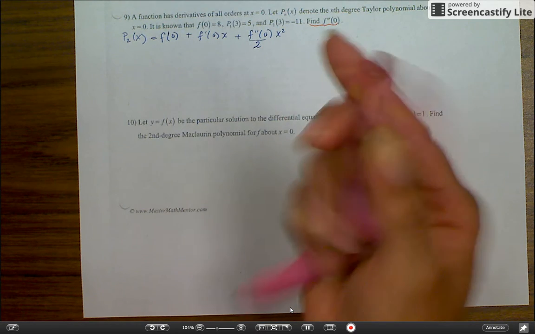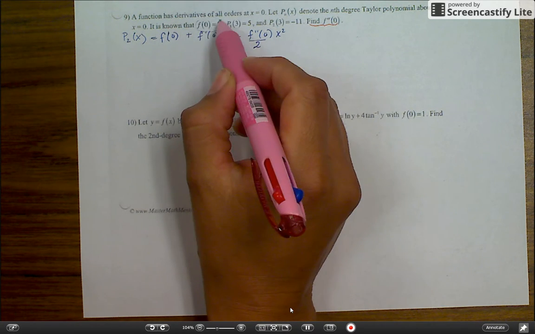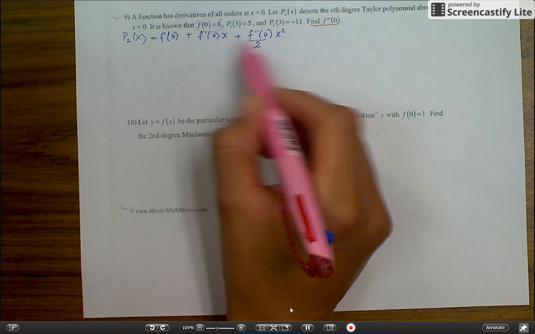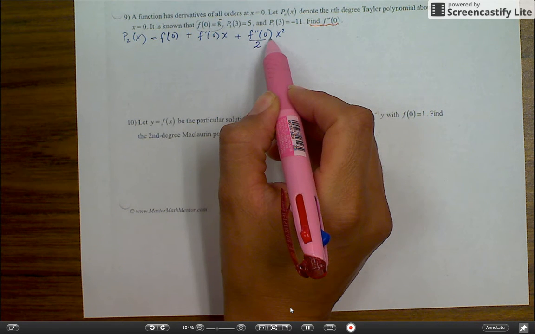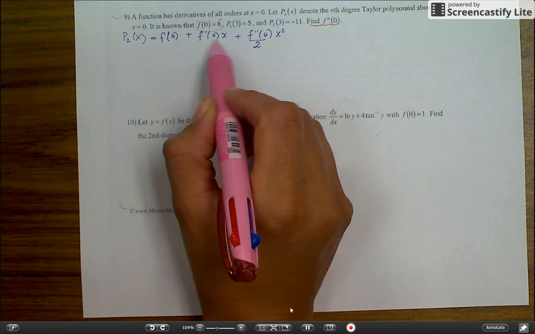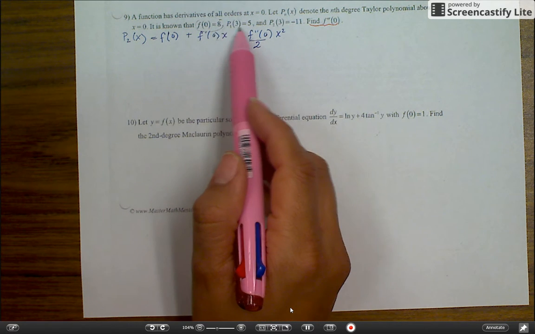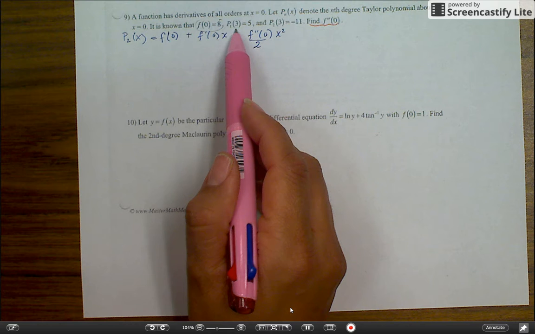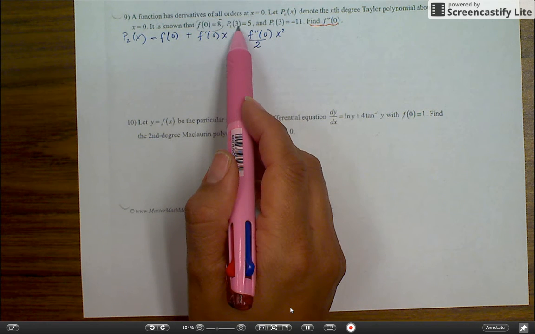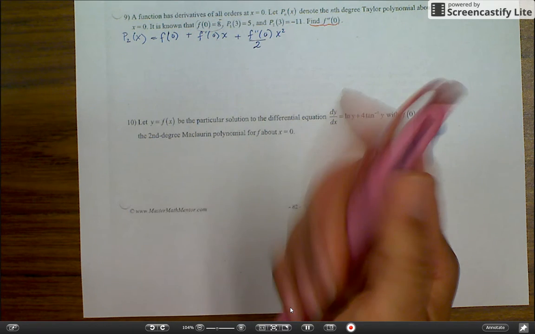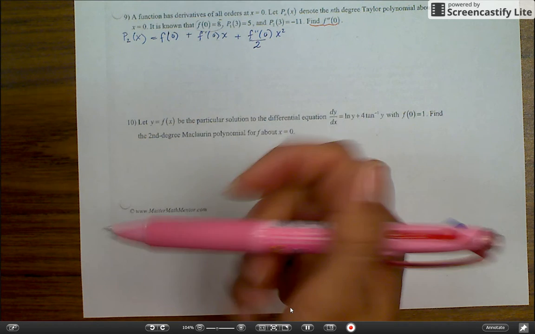So what do we know? We know this value here. We don't know what this value is, and we don't know what the second derivative is. So we don't know the first derivative, and we don't know the second derivative. But we do know for this first degree that if I substitute in 3, I would get 5. So why don't we do that?